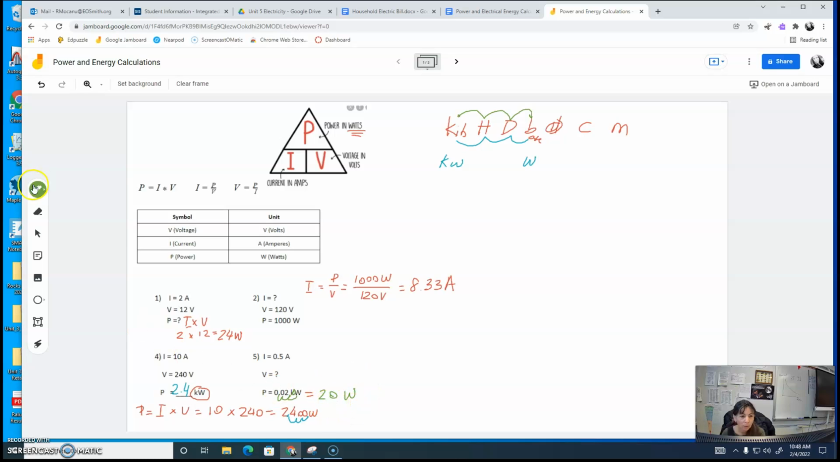Now that I have my power, I'm in good shape. I can go ahead and calculate my voltage using my formula from here or using my triangle, whichever one is easier for me. So voltage is simply power divided by current. My power in watts is 20 watts divided by my current, which is given to me as 0.5 amperes. 20 divided by 0.5 is going to be 40 volts. All right, so that's how you solve these kind of problems.